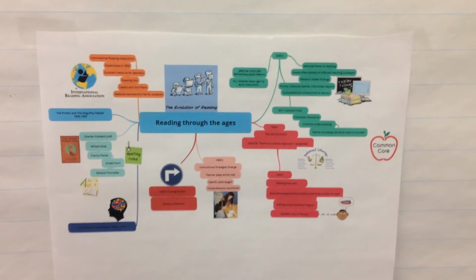There also is a membership available, and that membership is at a reduced cost for anybody in undergrad or graduate studies. And here's the International Reading Association symbol. And that is my mind map. I apologize for the shakiness and blurriness.